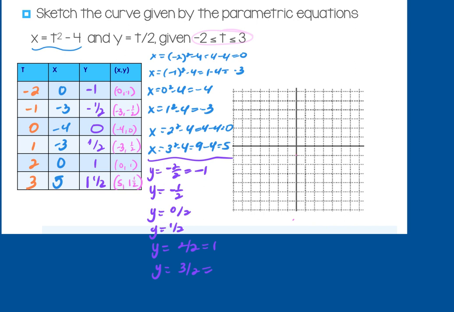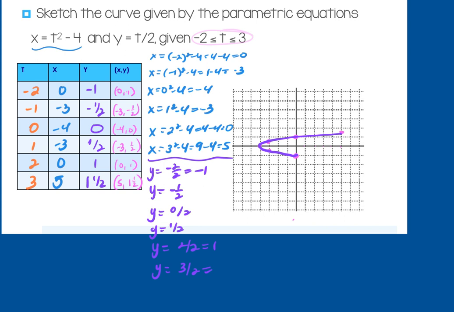So 0, negative 1; negative 3, negative 1/2; negative 4, 0; negative 3, positive 1/2; 0, 1; and 5, 1.5. And then I'm going to connect them. And then I have to add on the orientation arrows.